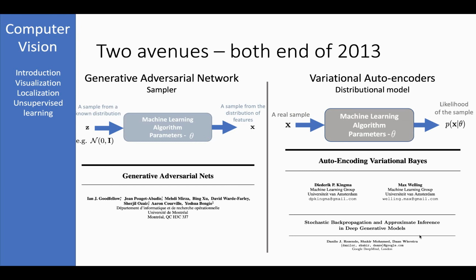The generative adversarial network is a sampling method that tries to sample from a distribution. The variational autoencoder, on the other hand, tries to really estimate the distribution, so we will be able to estimate the likelihood of a sample, as well as sample from the distribution. And we will see how those work.